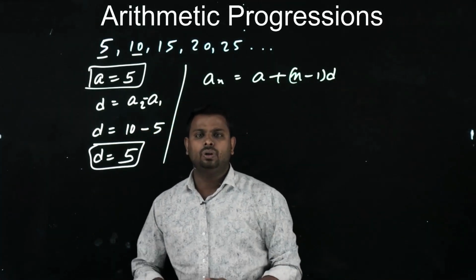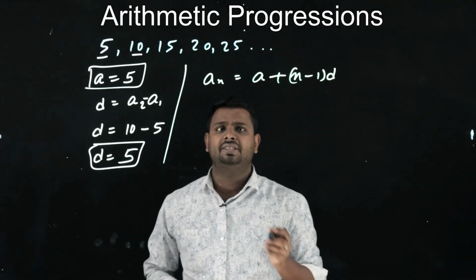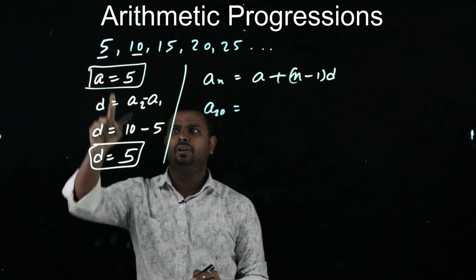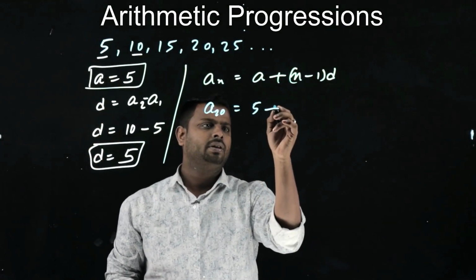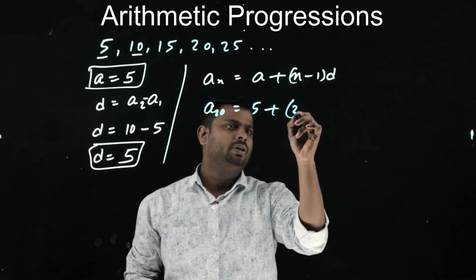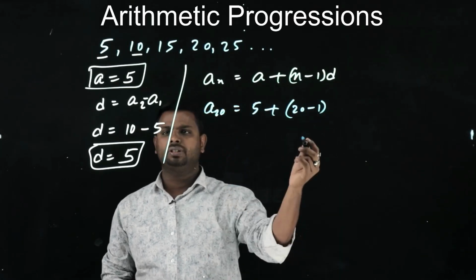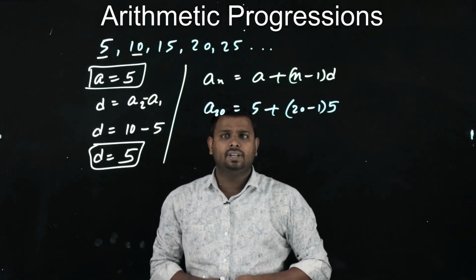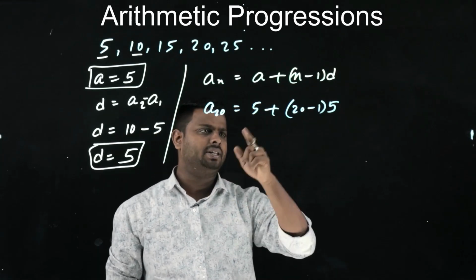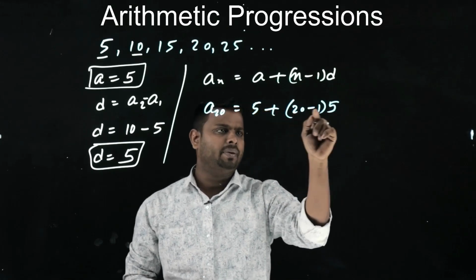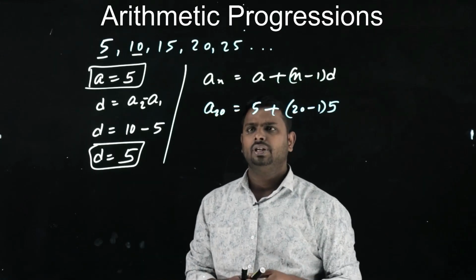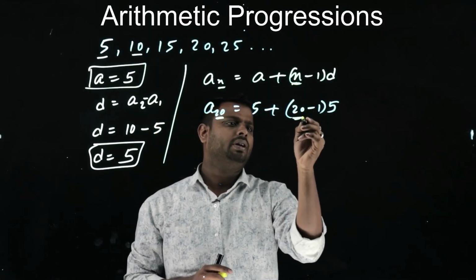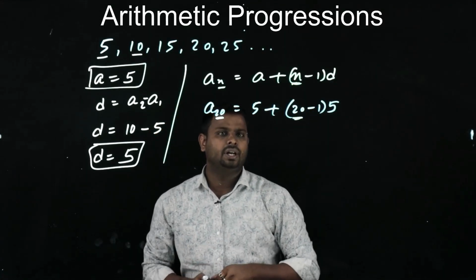As I told you, if I want to find the 20th term, that is a20. a20 is equal to a plus (n minus 1) into d. What is a here? We have 5. Plus, what is n now? 20, so 20 minus 1, into d. What is d here? 5. So when you solve this, a20 is equal to 5 plus (20 minus 1) into 5. Instead of n we have used 20. Clear?